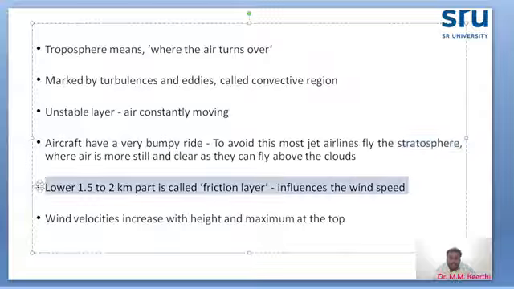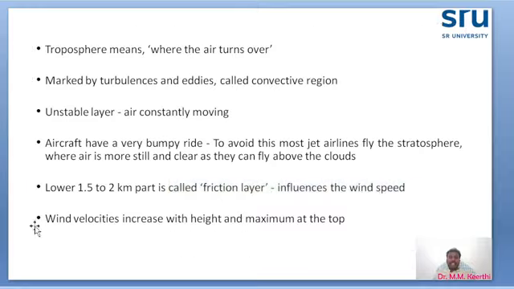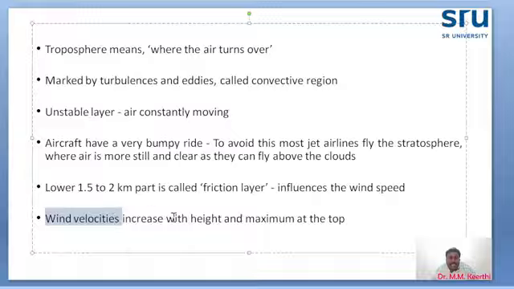So in this troposphere region, the lower part, almost 1.5 to 2 kilometer, is called the frictional layer. This layer is called the frictional layer because the wind speed is influenced by friction, which will be more here. So from the Earth surface to 1.5 to 2 kilometer, that layer is called the friction layer.